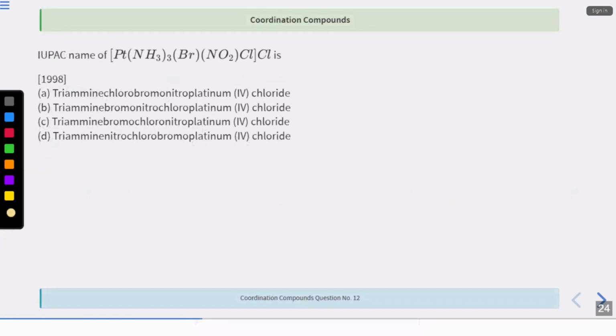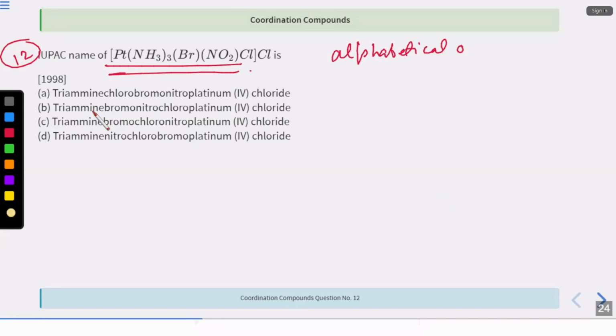Question number 12. IUPAC name of this compound. Okay, so it would be triamine, as you can see. Triamine, of course, it is in alphabetical order. We have to follow alphabetical order in naming of coordination compounds. So triamine bromo, it is wrong. Chloro will come after. So triamine bromo, then chloro, then nitroplatinum. So C is my right option because first B, then C, then N. So C is the right option to this question.